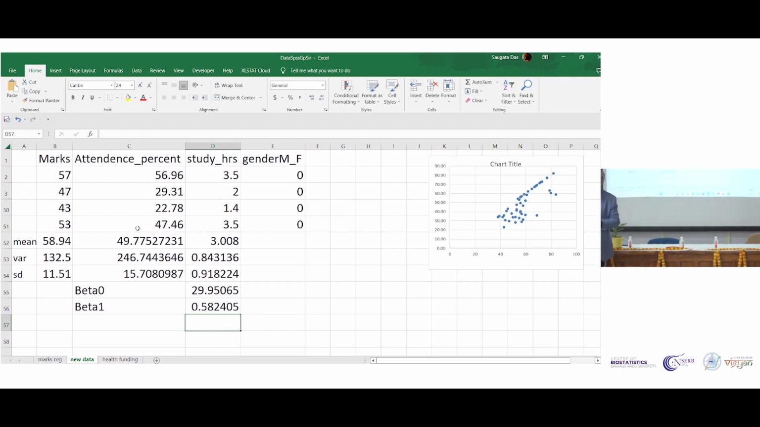Okay, what it says, if Ram's attendance is 60% and Shyam's attendance is 61%, then Shyam's marks will be 0.58 more than Ram's. ठीक है? It is called rate of change.